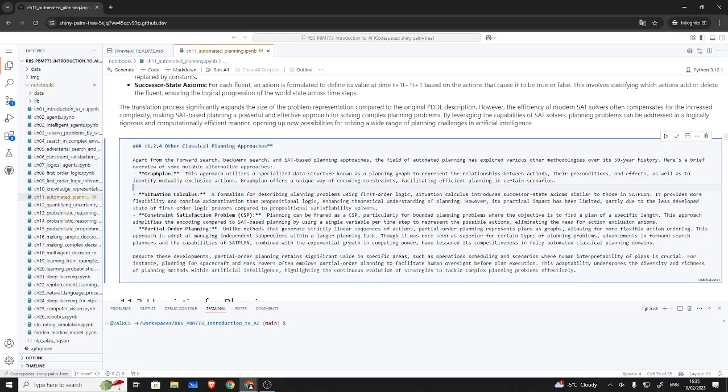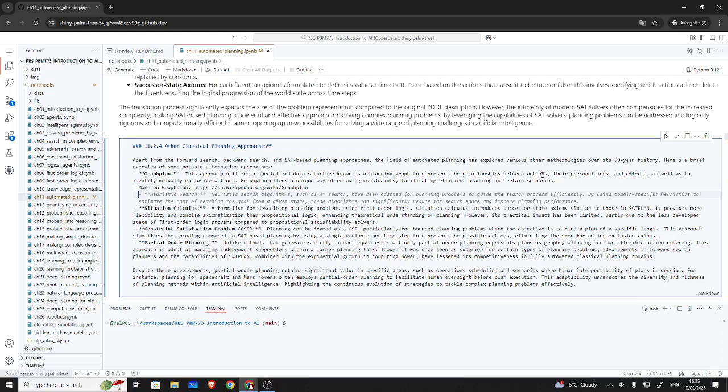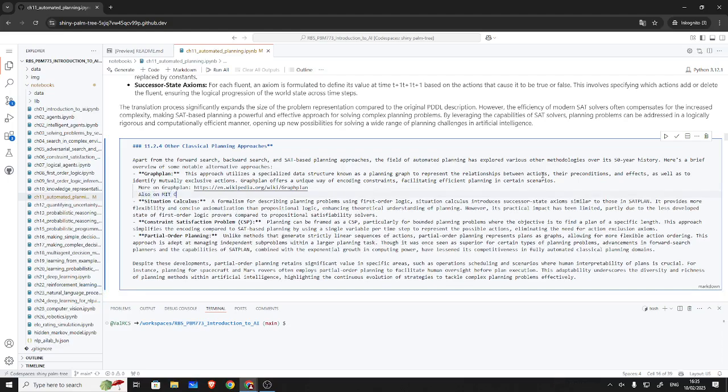See more on graph plan, also on MIT OCW.